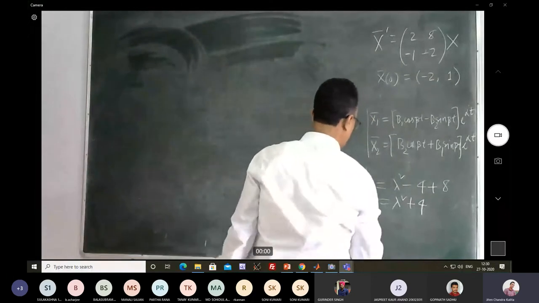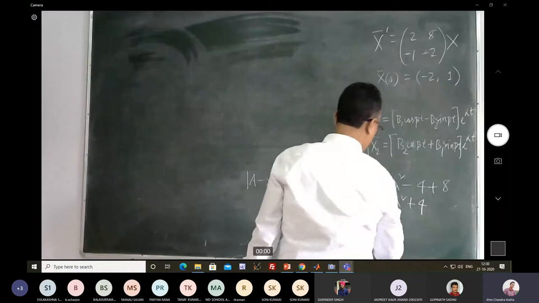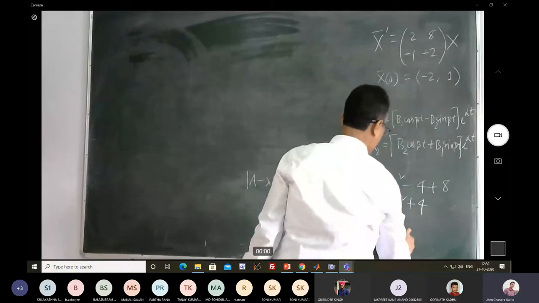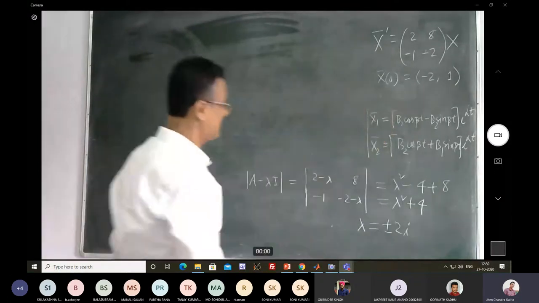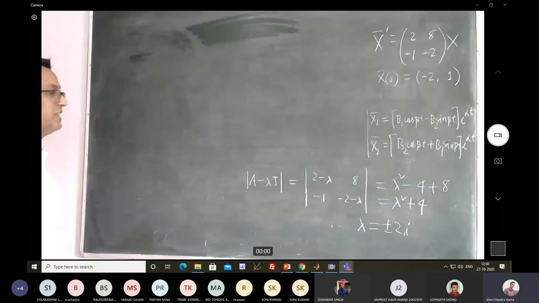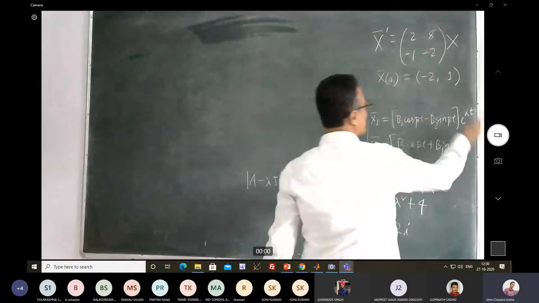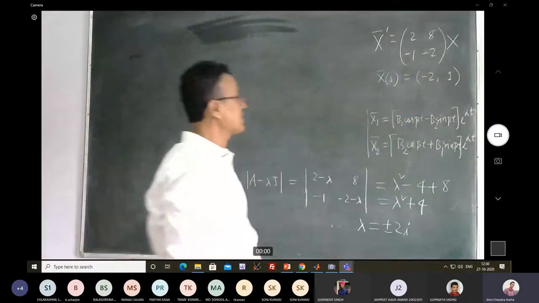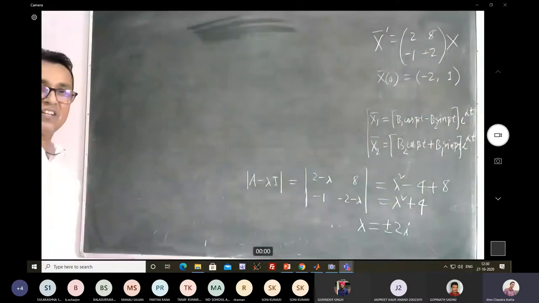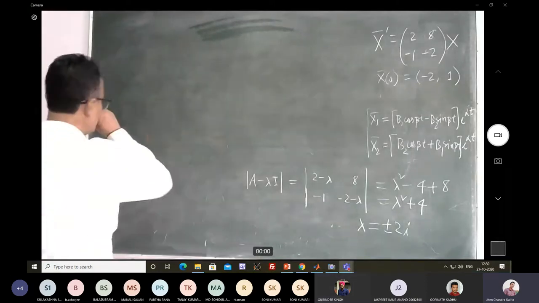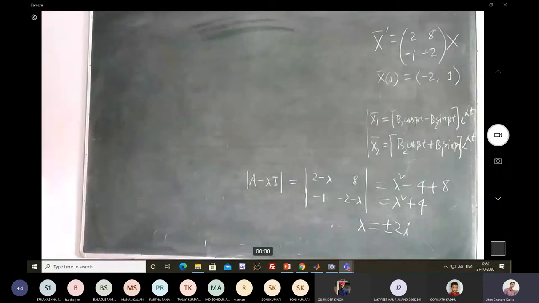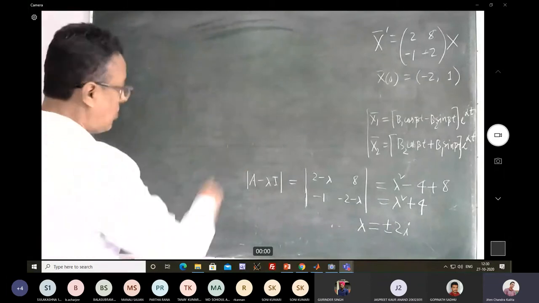Therefore lambda equal to plus minus 2i. This makes our life a bit simpler, because e to the power lambda t is simply going to be equal to 1, since alpha equal to 0 here and beta equal to 2.